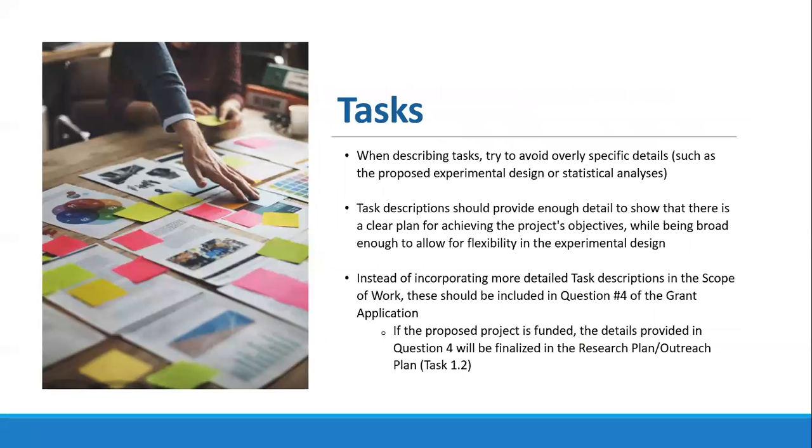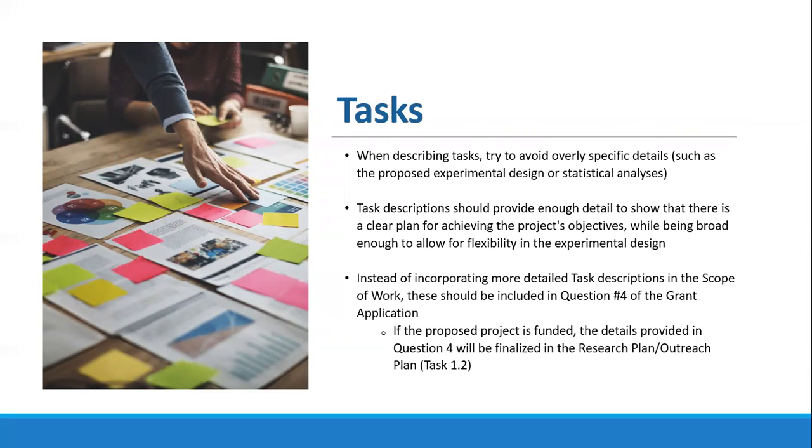So when you're writing your tasks, try not to be overly specific. Essentially, think about future-proofing the potential grant agreement that might result from this scope of work, and how being too specific might pigeonhole you in a way that would eventually lead to the need for a grant amendment, as I mentioned earlier. They should, however, provide enough detail to show that there's a clear plan that would achieve the project's objectives. And instead of incorporating a lot of that highly detailed description in the scope of work, that can often be more appropriate to include in question 4 of the grant application.